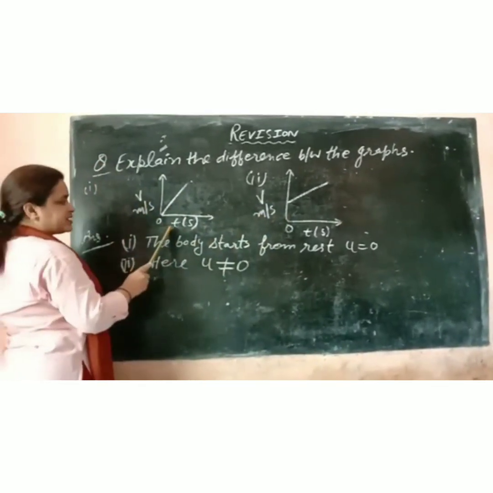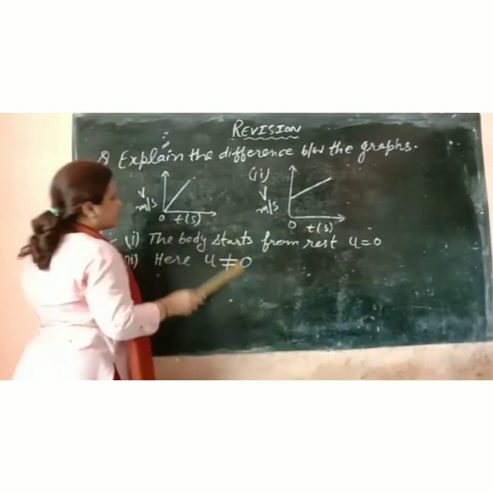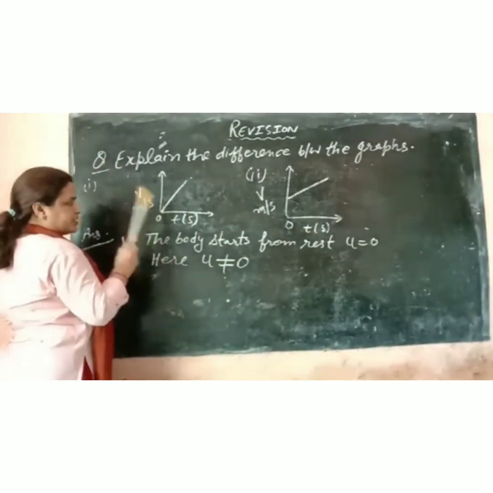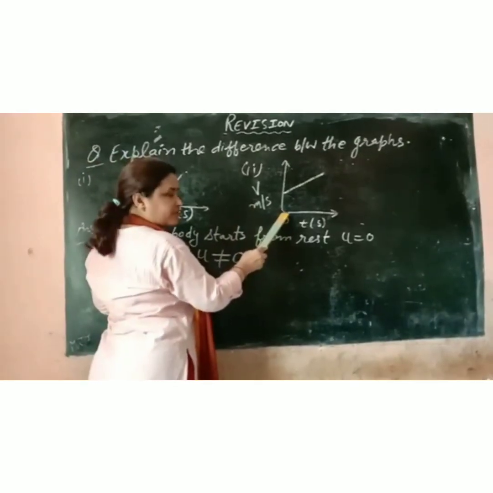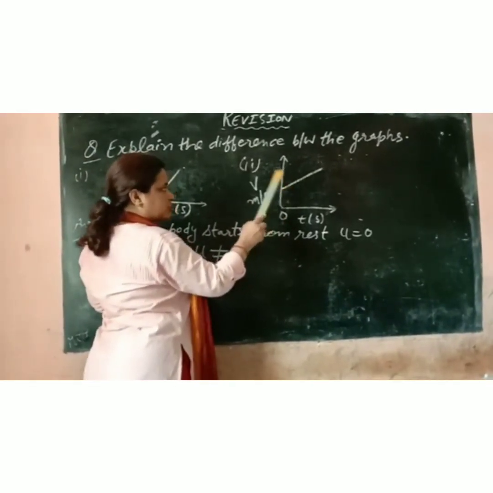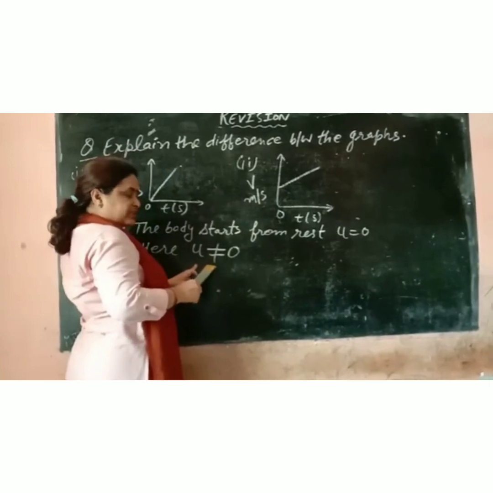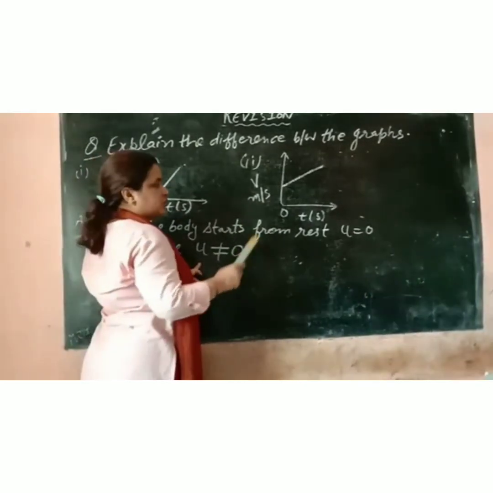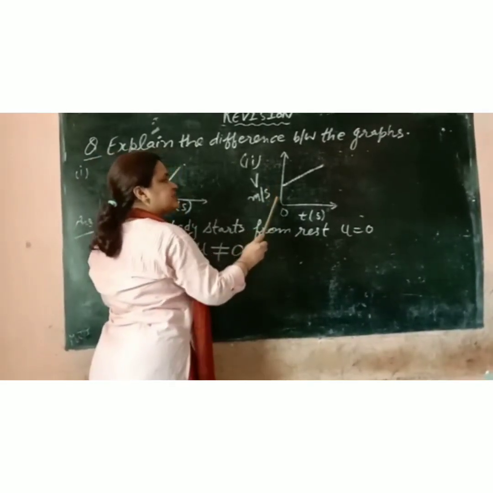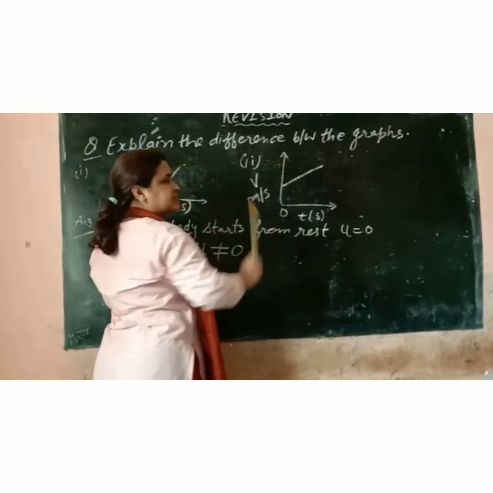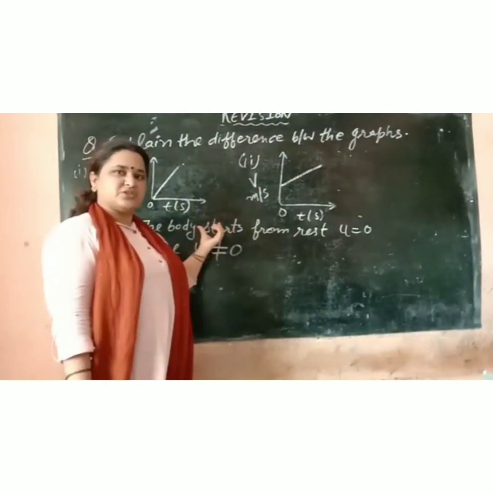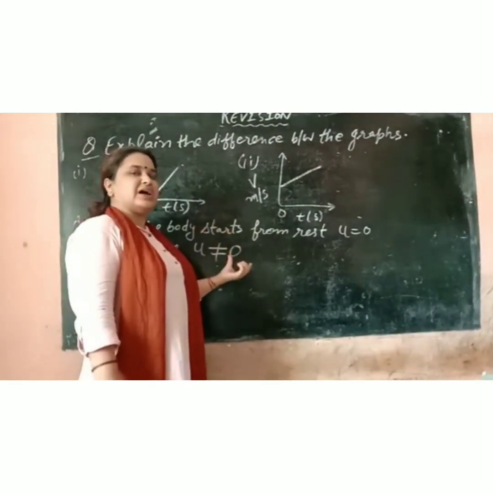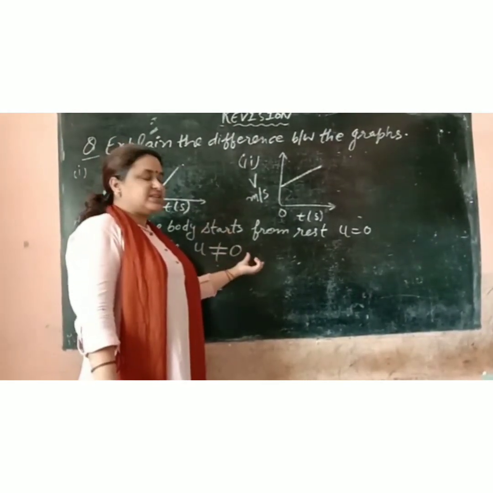The first case explains that the body starts from rest. Why? Because it starts from the origin. And in the second case you are watching that it is not starting from the origin. With some velocity it starts, so it means its initial velocity is not 0. The object already has some initial velocity and after that it increases its velocity uniformly. So you have to practice these graphs, and you can ask your queries during your classes on Saturday.